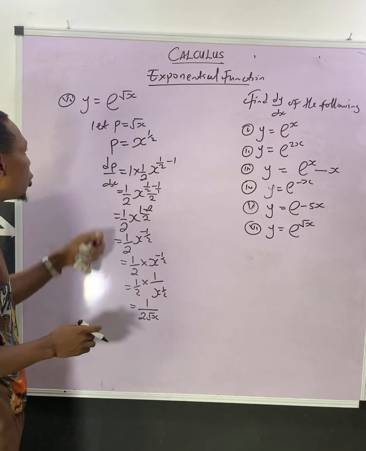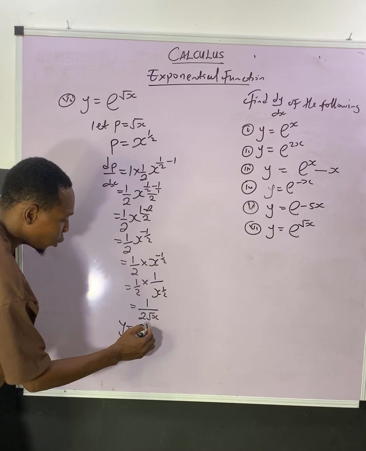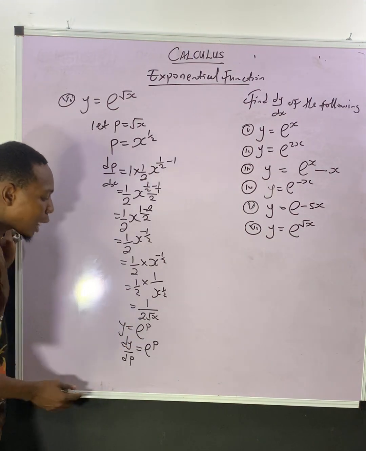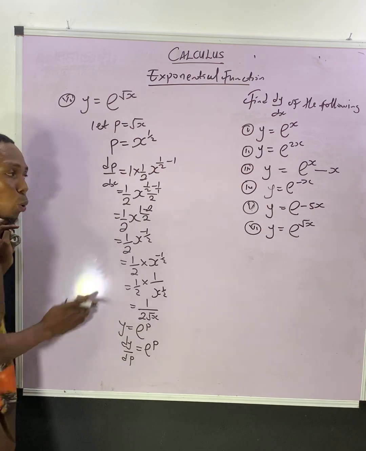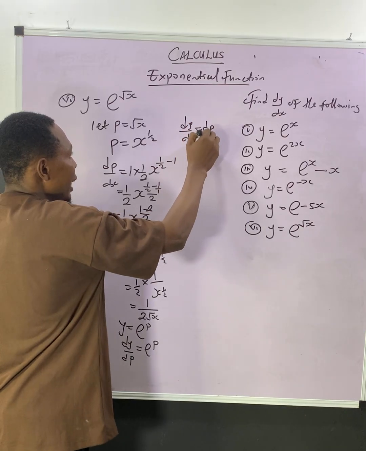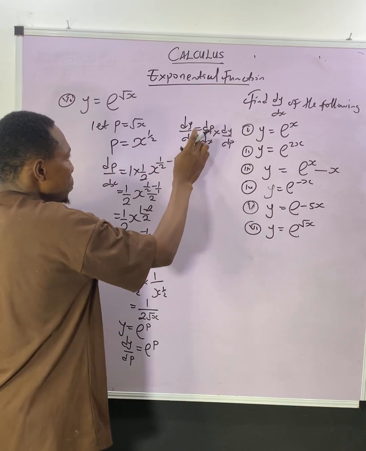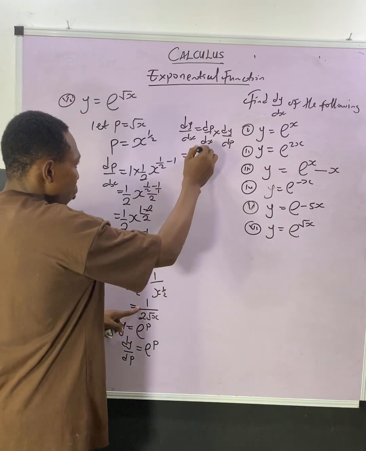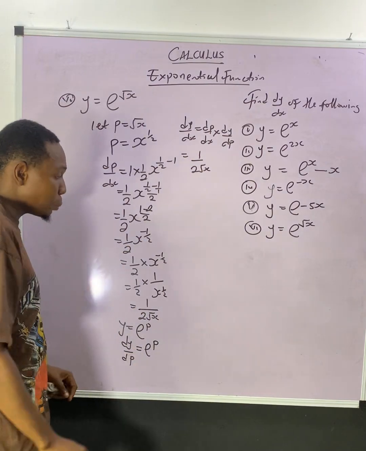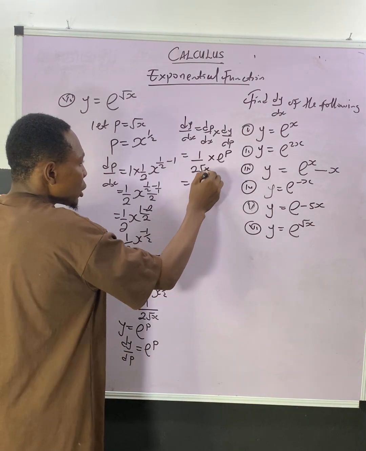So now that you've gotten dp over dx, you rewrite the question in terms of p. So our y is equal to e of p. So dy over dp is e of p. Now to get dy over dx, you multiply the two together. So our dy over dx is equal to dp over dx times dy over dp. So from there, our dp over dx is 1 over 2 root x, then dy over dp is ep.